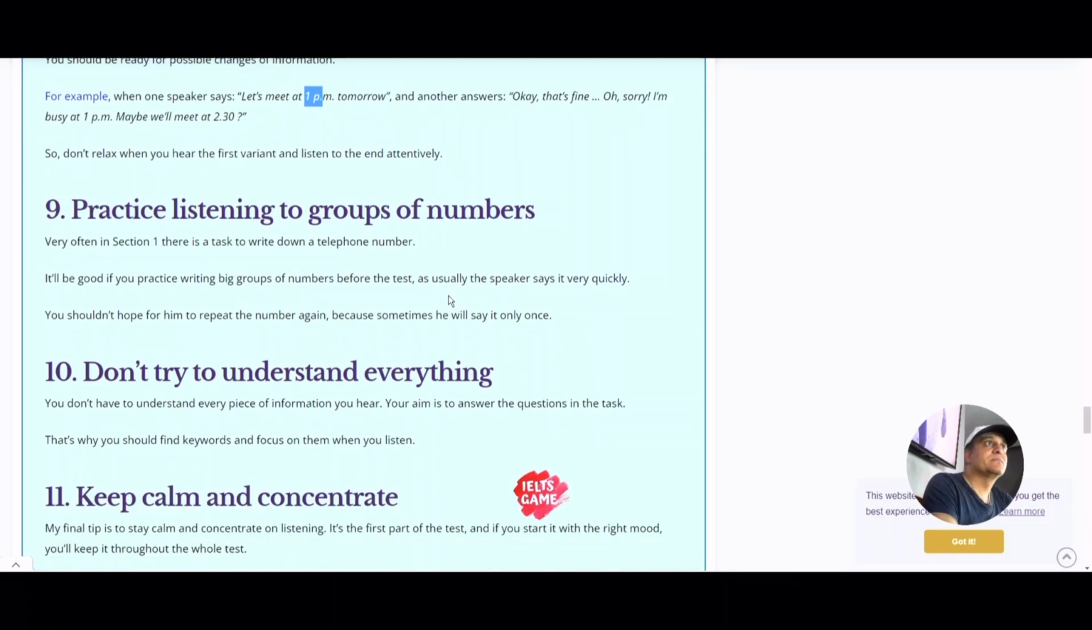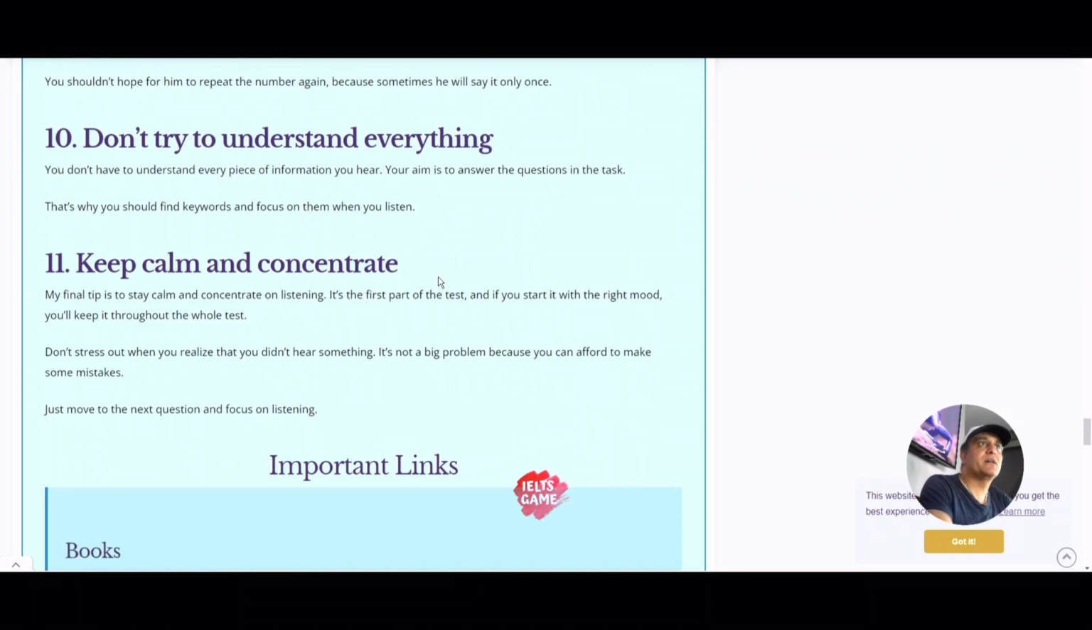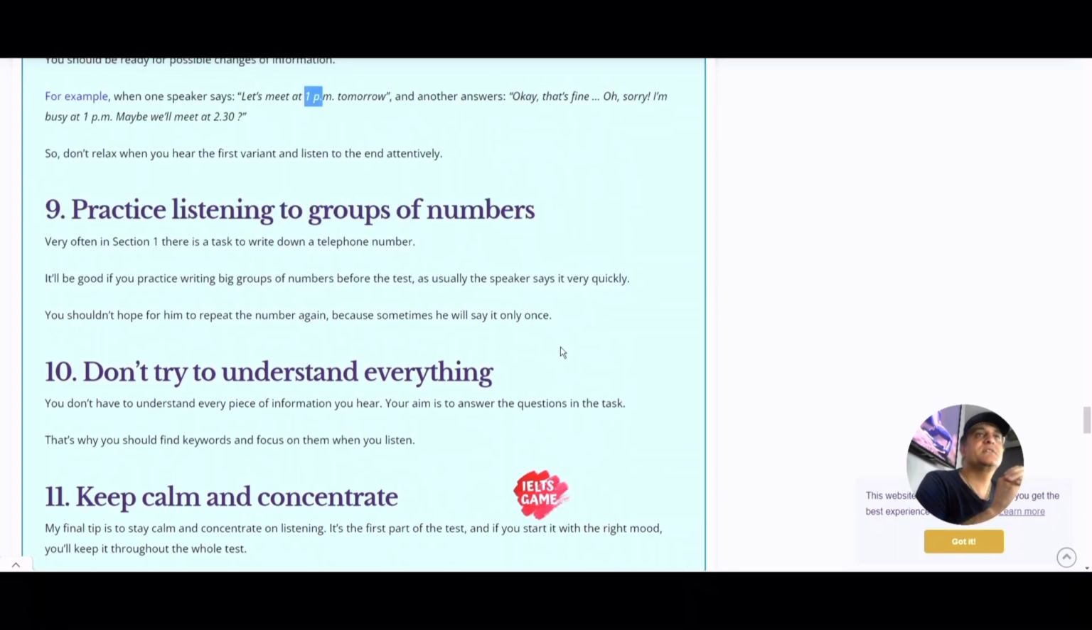Okay? Practice listening to groups of numbers. Don't try to understand everything. Keep calm and concentrate. Concentration and focus are very important and crucial. Okay? To get 9 or 8 or 7. I know, maybe you need 5 of 9 to immigrate, but try to do your best to succeed.